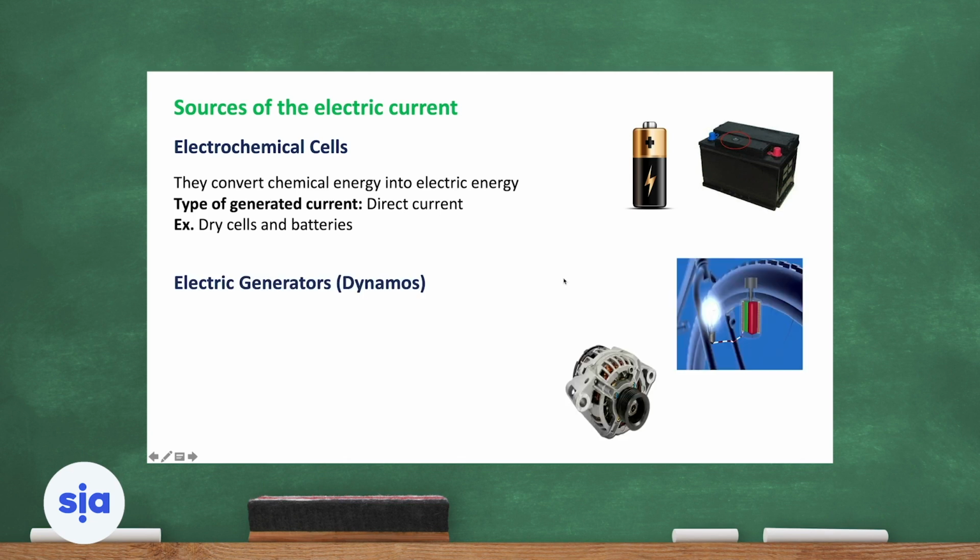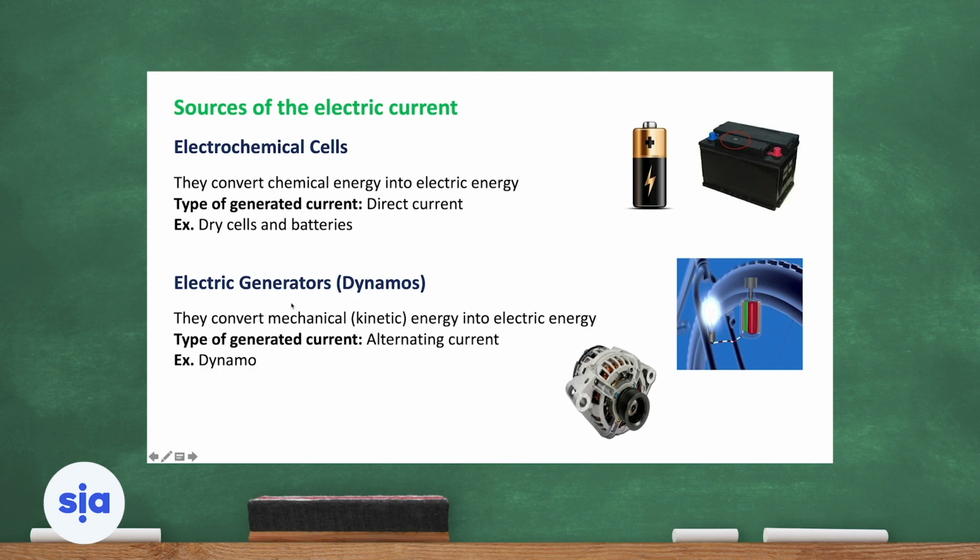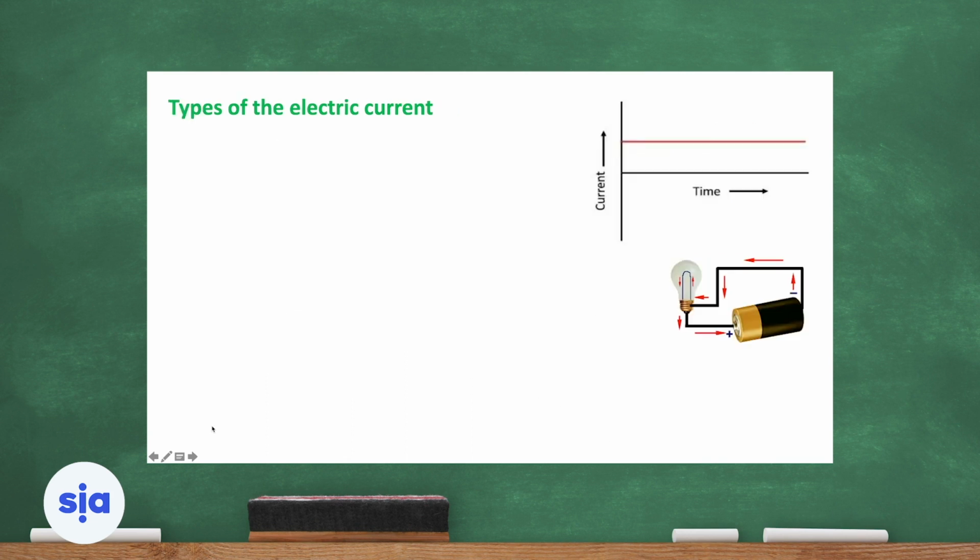Another source is the electric generators or dynamos. They convert the mechanical kinetic energy into electric energy. And the type of the generated current is called alternating current. For example, this is the dynamo.